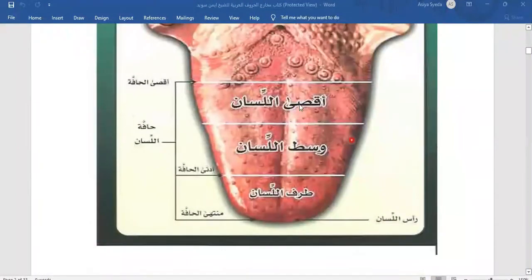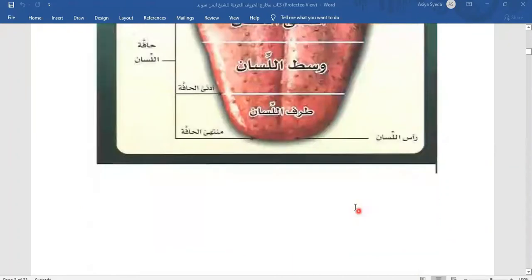Okay, we did أقسام اللسان, أقصى اللسان, وسط اللسان, طرف اللسان, رأس اللسان, and then حافة. So أقصى الحافة, back of the side, أدنى الحافة, front of the side, منتهى الحافة, edge of the side. Okay, we call it edge of the side. This is corner or edge.